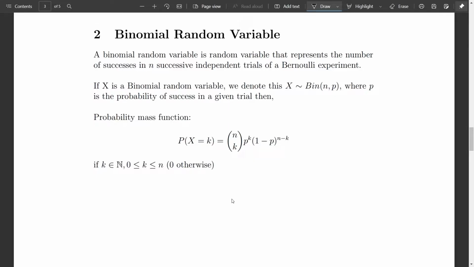The probability mass function p(X = k) will be equal to n choose k, p to the power k, (1 minus p) to the power n minus k, if k belongs to the natural numbers and k is greater than or equal to 0 and less than or equal to n. It will be 0 otherwise.